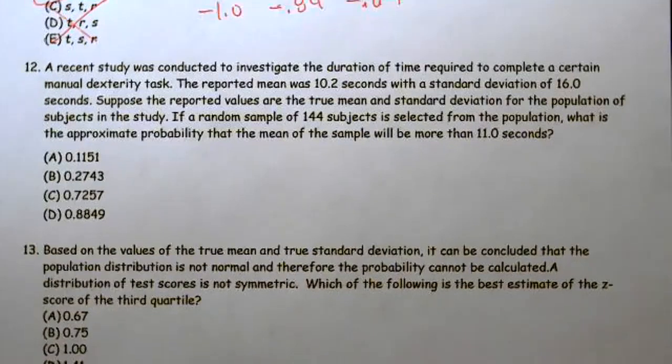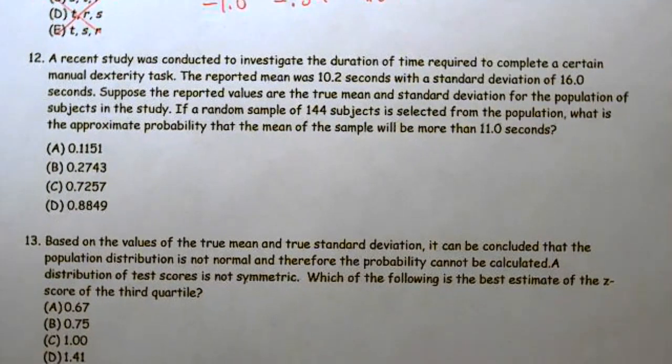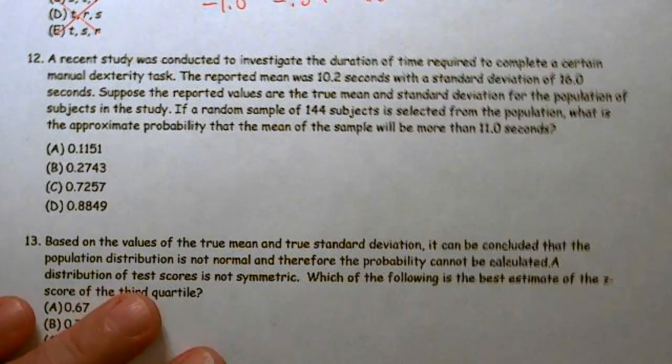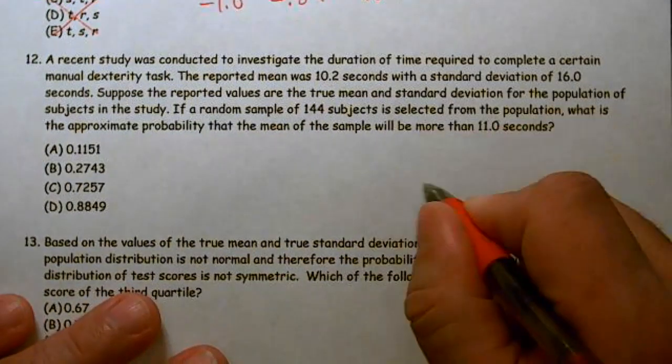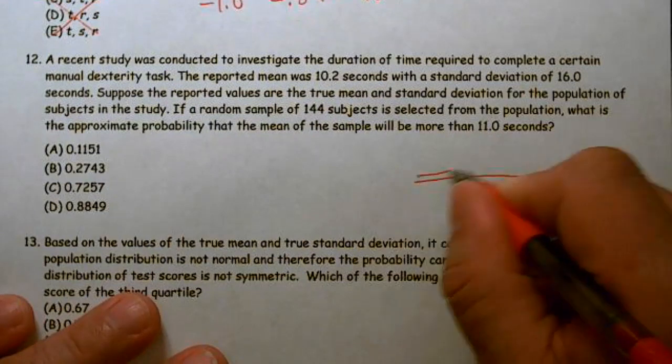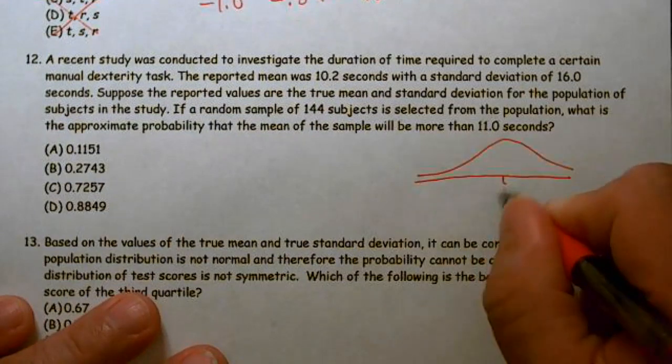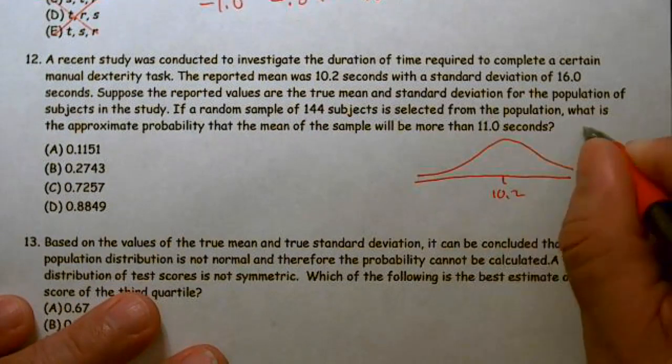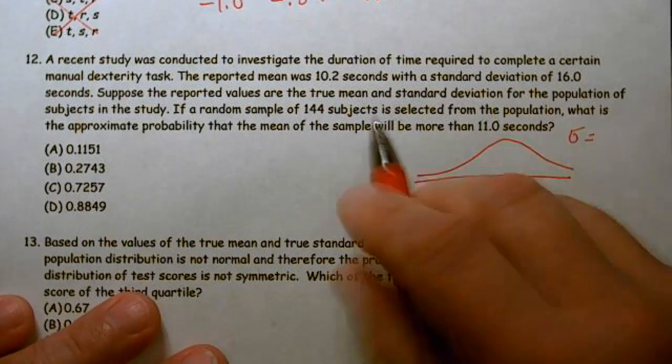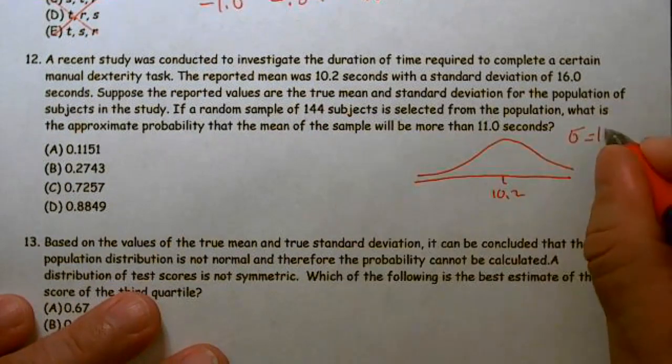Number 12: a recent study was conducted to investigate the duration of time required to complete a certain manual dexterity test. The reported mean time was 10.2 seconds with a standard deviation of 16 seconds. All right, so we have a mean of 10.2, a standard deviation of 16.